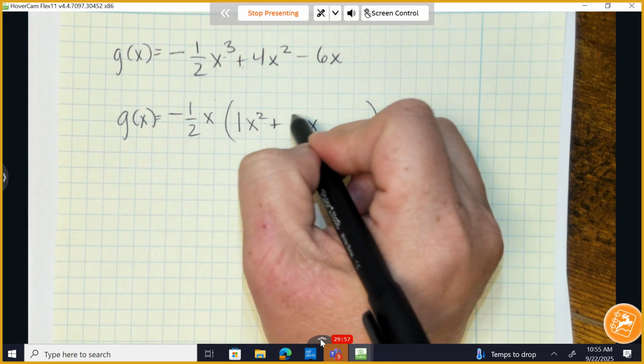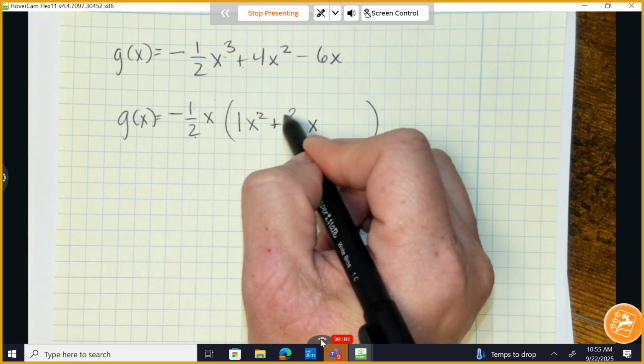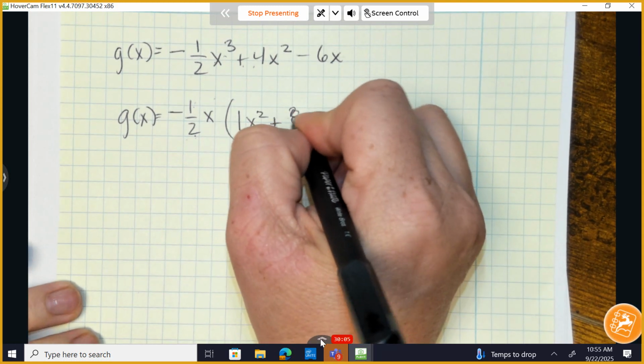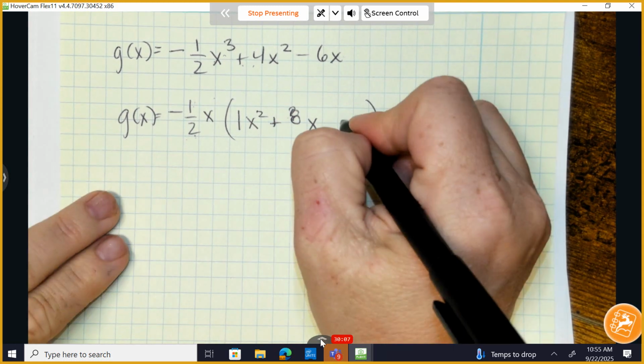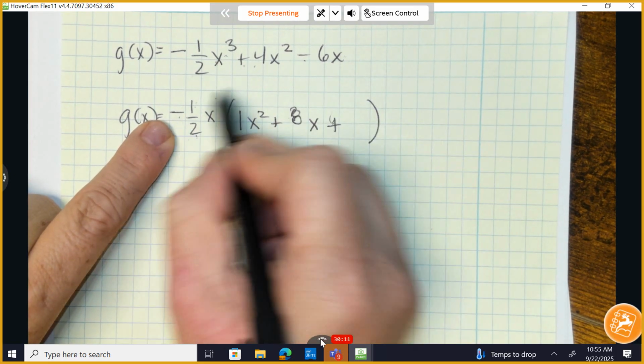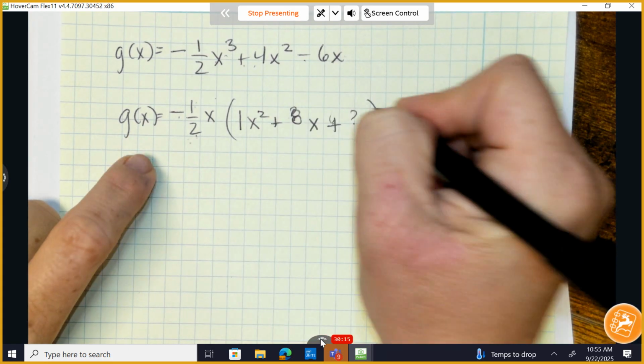So this is the way you can think of it. When you multiply by 1/2, you're really dividing by 2. So what value divided by 2 gives you 4? 8. So this is 8x. A negative times a positive would equal a negative when you distribute. And again, what value divided by 2 gives us 6? 12.